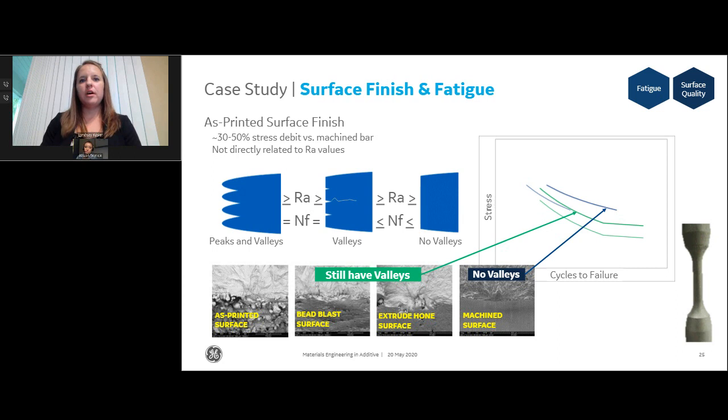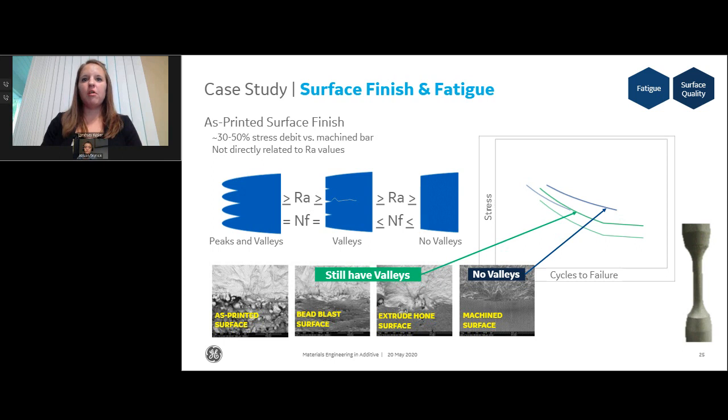And in order to eliminate all of the valleys, you typically have to go to a machined state. A lot of post-processing steps for additive can include bead blasts or extrude honing, and you can definitely decrease your Ra value. But I want to point out that even if you decrease your Ra or your surface finish value, oftentimes you'll still be left with these valleys. And the valleys are really what's impacting your fatigue behavior.